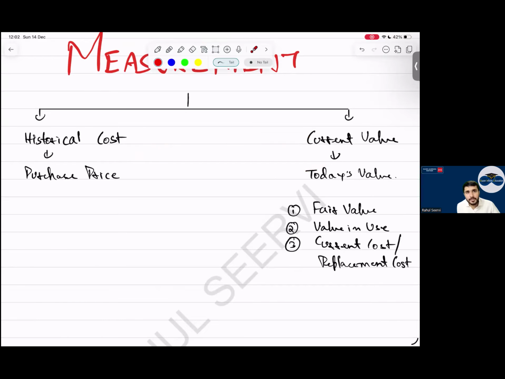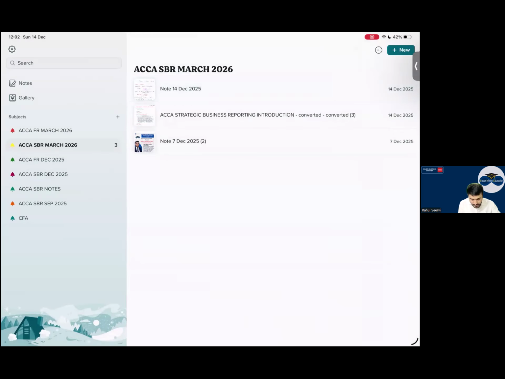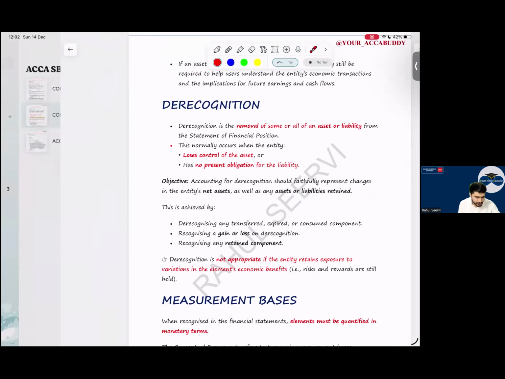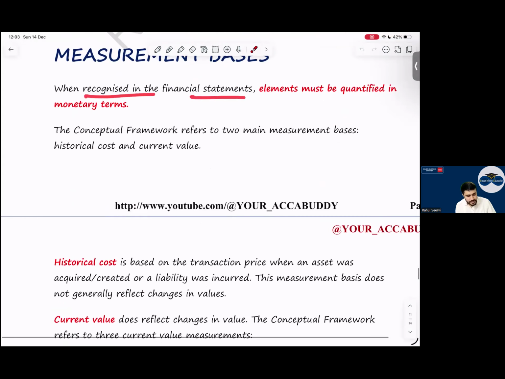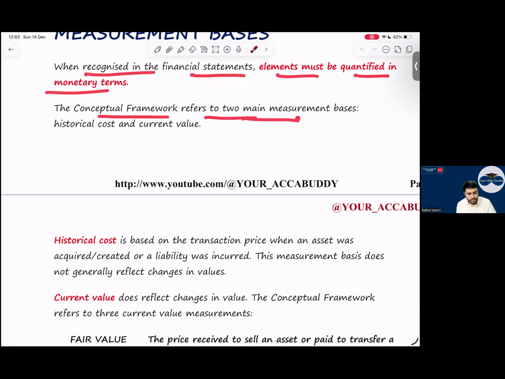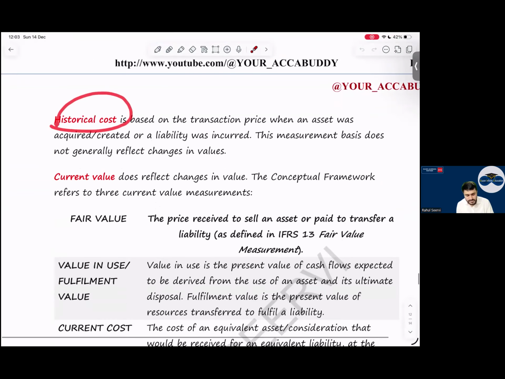Sir, can I say faithful representation again? Simple. Yes, sir. So again, faithful representation comes into the picture. See, measurement. When recognized in the financial statement, elements must be quantified in monetary terms. The conceptual framework refers to two main measurement bases, that is historical cost and current value. Yes or no?